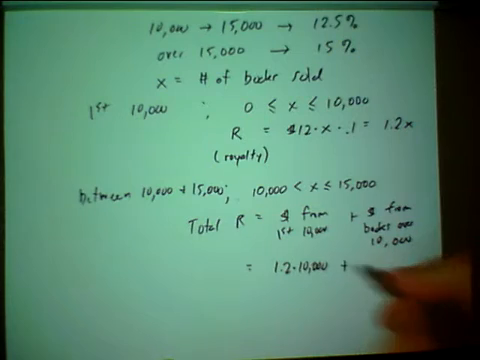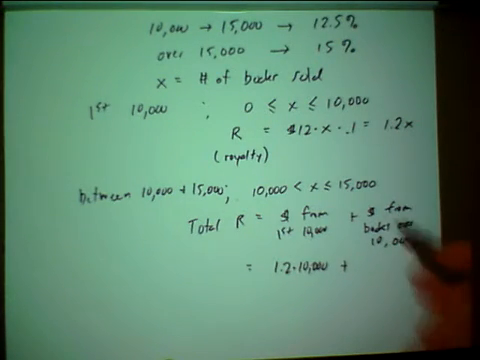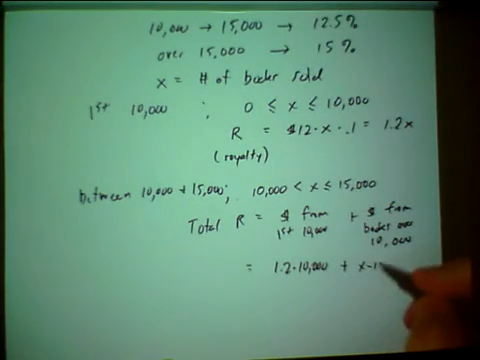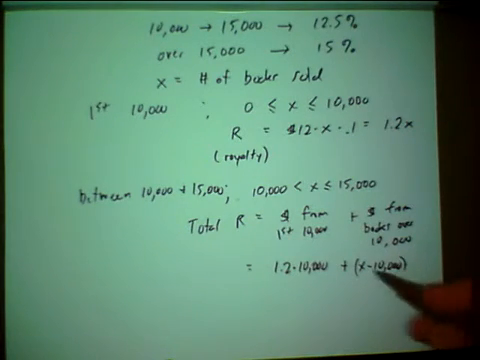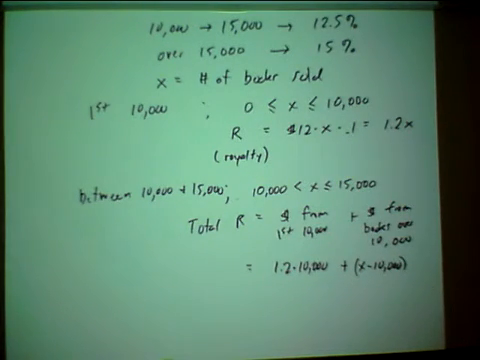So the number of books above 10,000 would simply be x minus 10,000. So in other words, if they sell 12,000 books, well, how many books are above 10,000? It would be 2,000. 12,000 minus 10,000. If they happen to sell 14,000 books, and you ask, well, how many books is that above 10,000? You take 14,000 minus 10,000. So this right here is the number of books above 10,000.